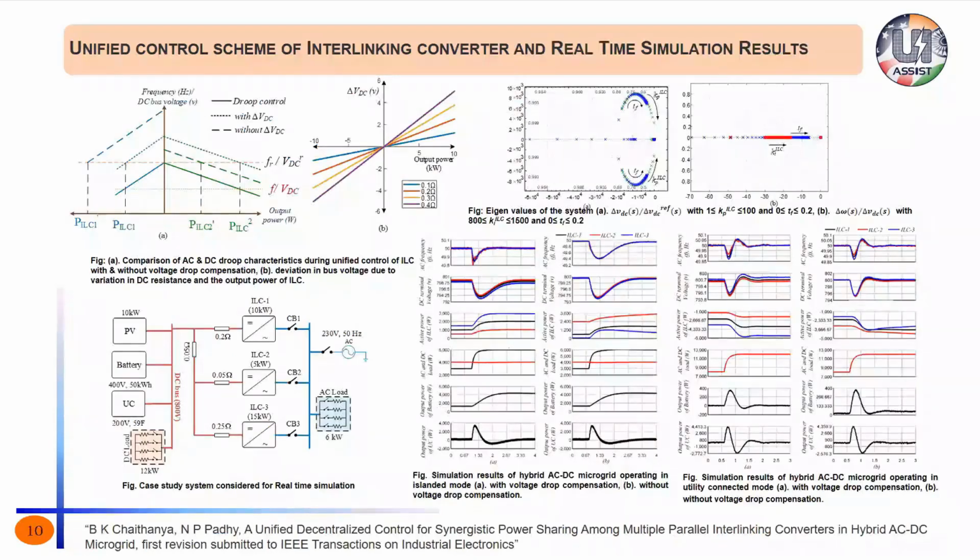Looking into the hardware prototype that has been considered, at the bottom left corner we can see the three different interlinking converters, which have different ratings. With this proposed algorithm, the system stability has been shown with the help of eigenvalue plots, and this algorithm has also been tested for both islanded mode as well as utility connected mode.